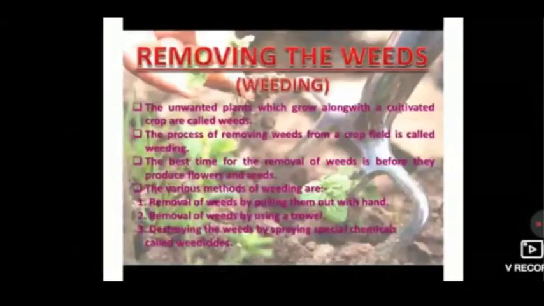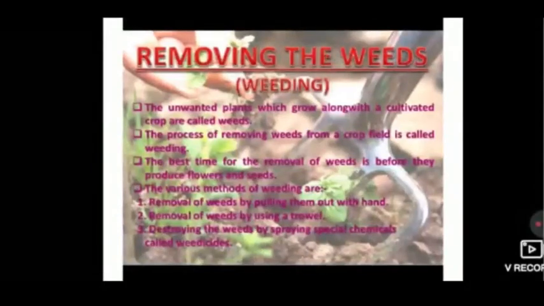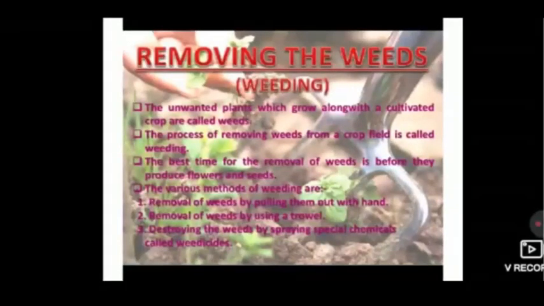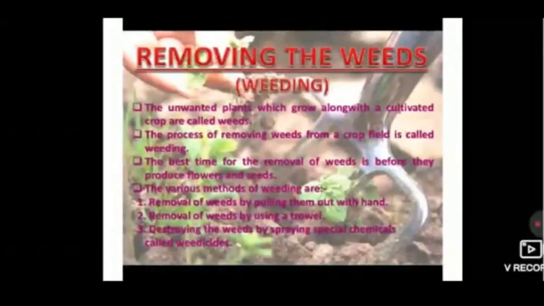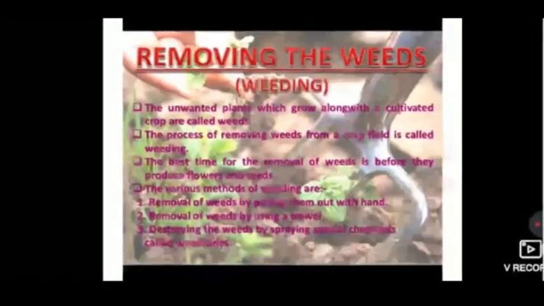So, write down the definition of weeds. The unwanted plants which grow along with a cultivated crop are called weeds. And now, what is weeding? The process of removing weeds from the field is called weeding. So, write down the definition of weeding. The process of removing weeds from the crop field is called weeding. The best time for the removal of weeds is before they produce flowers and seeds.